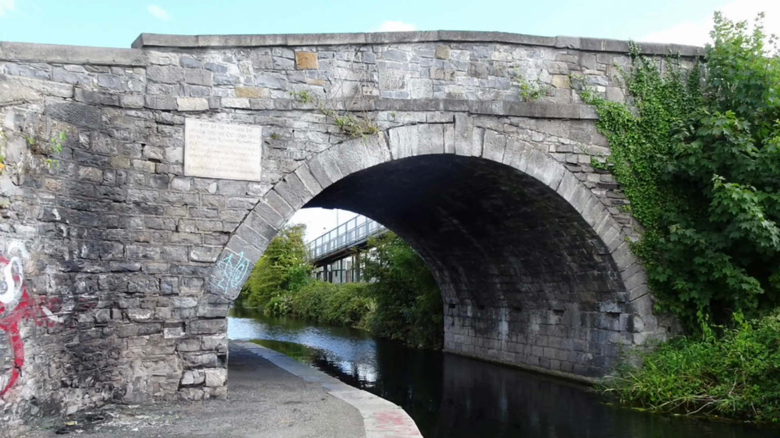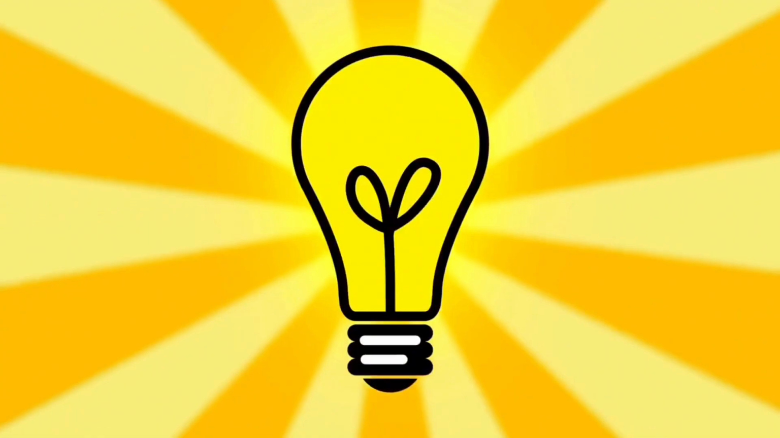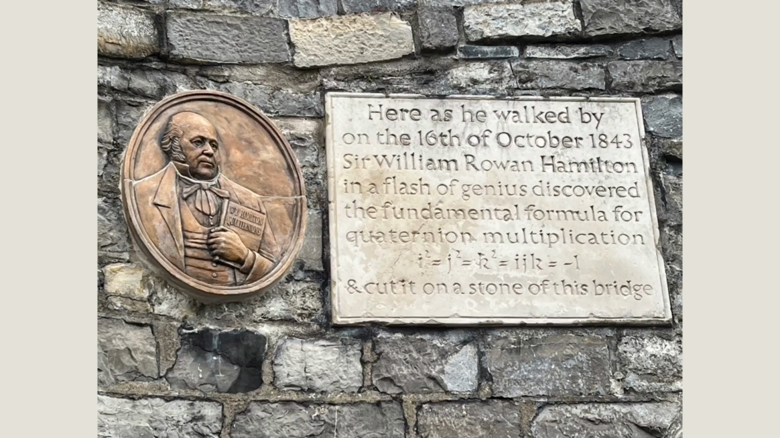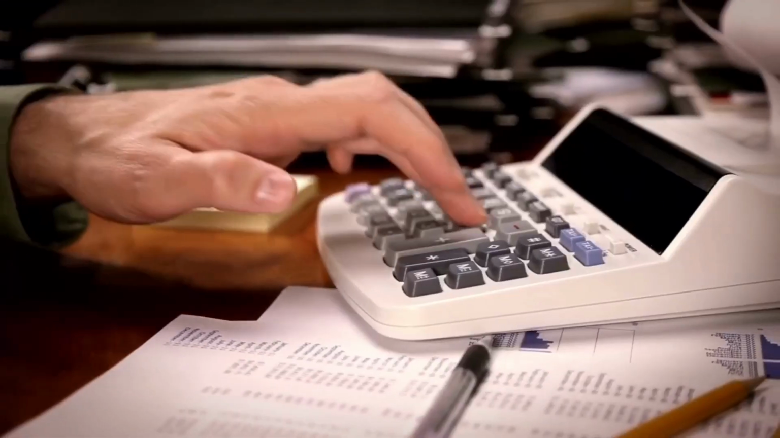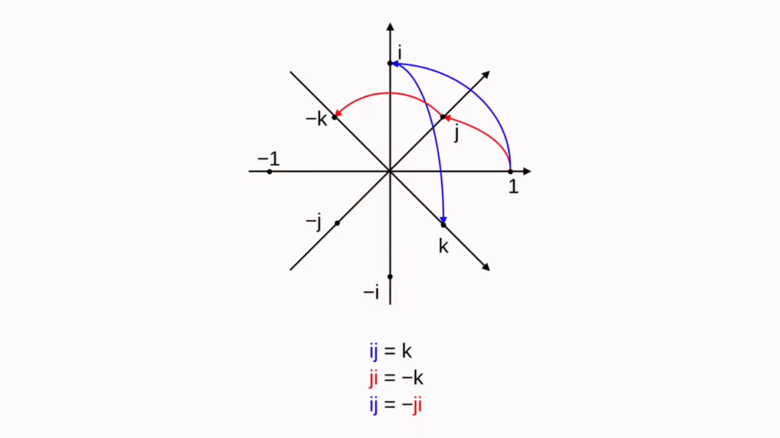Hamilton carved these formulas into the stones of Broom Bridge in Dublin after inspiration struck whilst he was walking along the canal with his wife. Hamilton had been trying to make a working system of numbers with just 3 units and had failed, but found that everything fit together with 4 units.